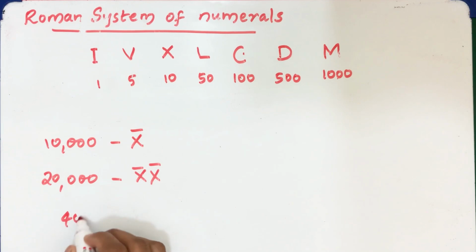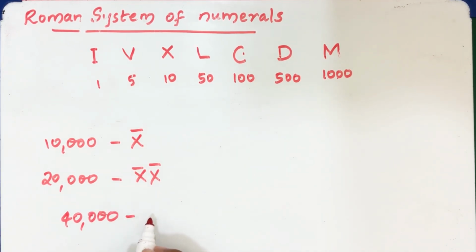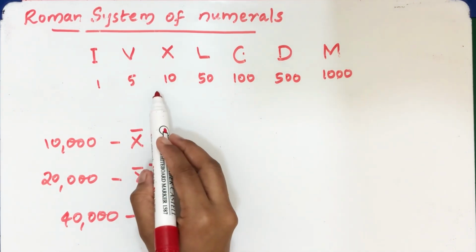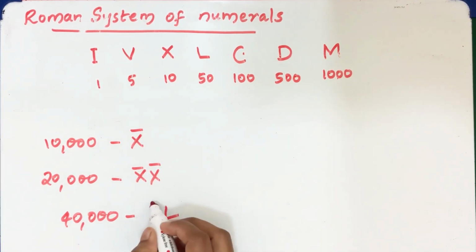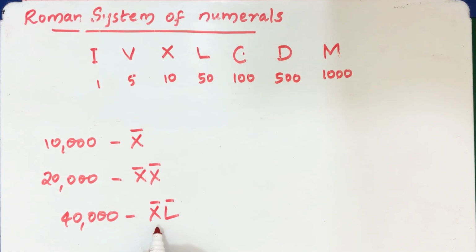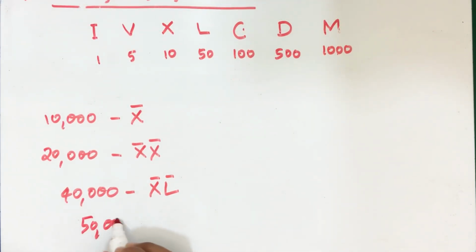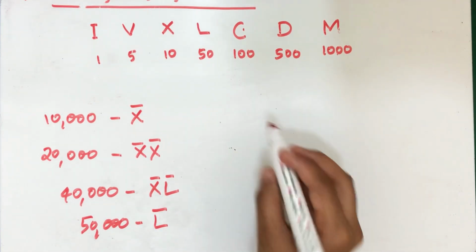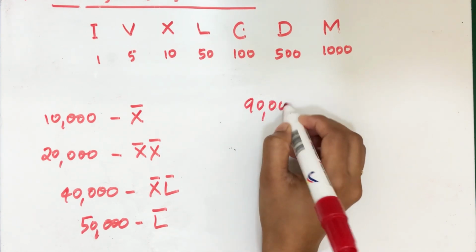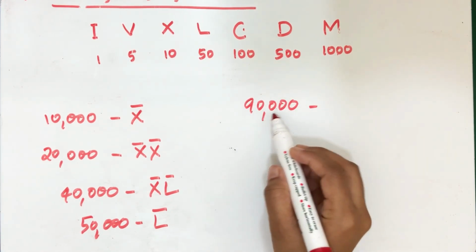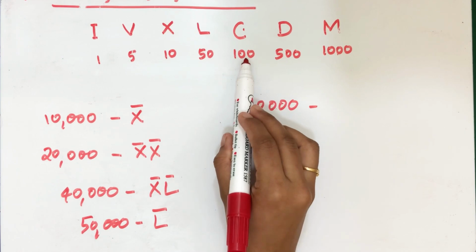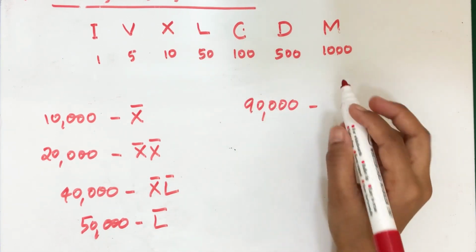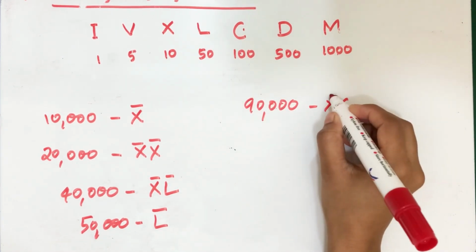And what is 40,000? 40,000 is 40 into 1000. 40 is 50 minus 10, that is XL. So this is XL bar, 40,000. What is 50,000? 50,000 is 50 into 1000. That is L bar. What is 90,000? 90,000 is 90 into 1000. 90 is 100 minus 10. That is XC bar.